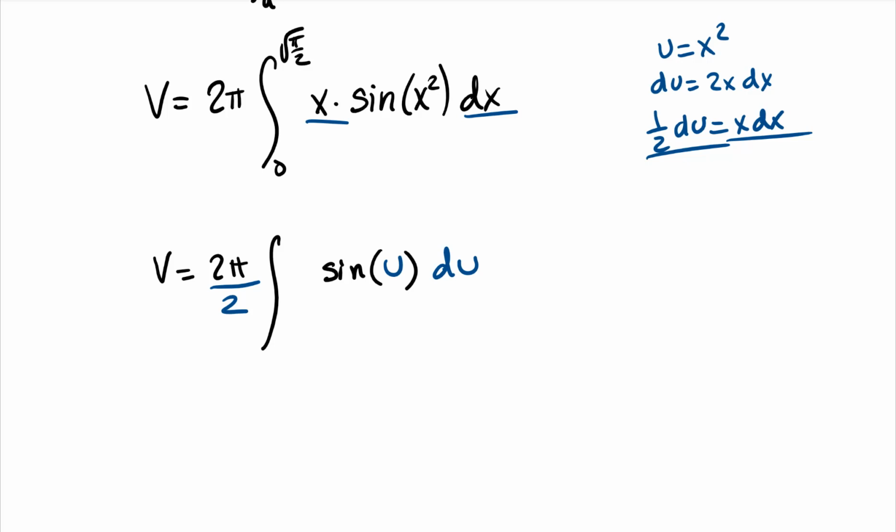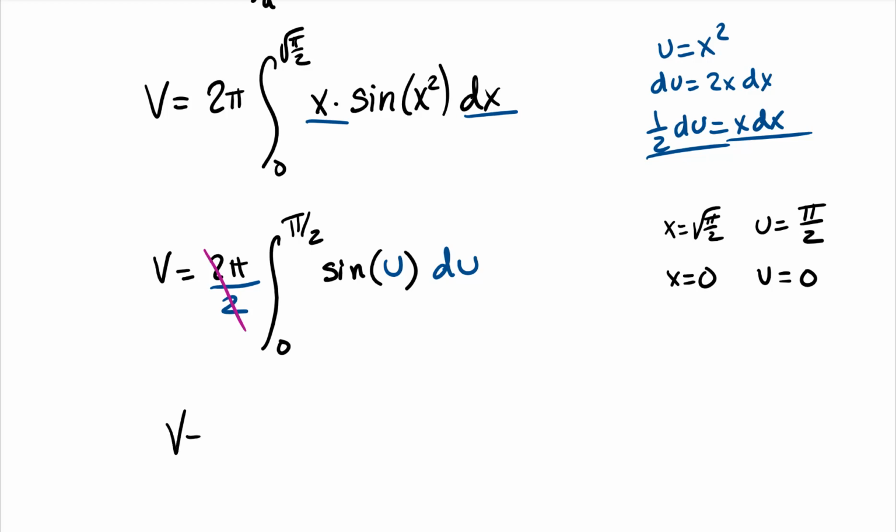So let's see what we have. If x is equal to the square root of pi over 2, then u is equal to its square, so that's just pi over 2. And when x is equal to 0, 0 squared is just 0, so we're going from 0 to pi over 2. This isn't bad at all. Sorry, I must get better with my English.